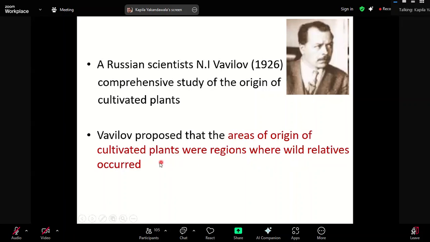So what is the area of origin of cultivated plants? Those are the places where wild relatives occurred.